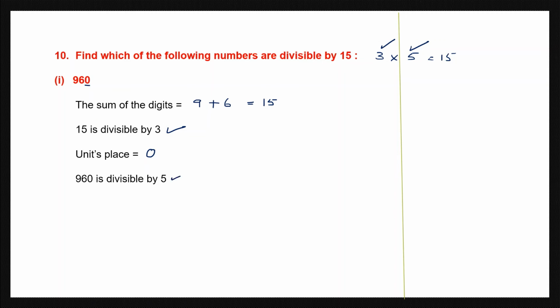So we did the test for 3, we did the test for 5. This number is divisible both by 3 and by 5. Therefore, it is divisible by 15. So for 15, first do the test for 3, then do the test for 5.